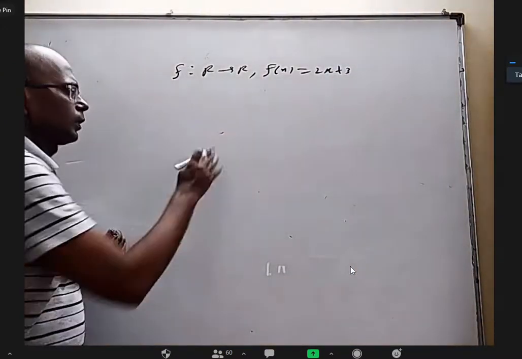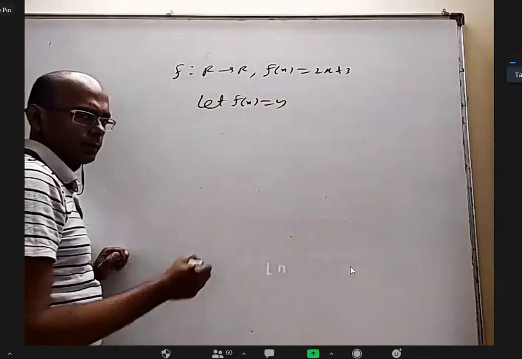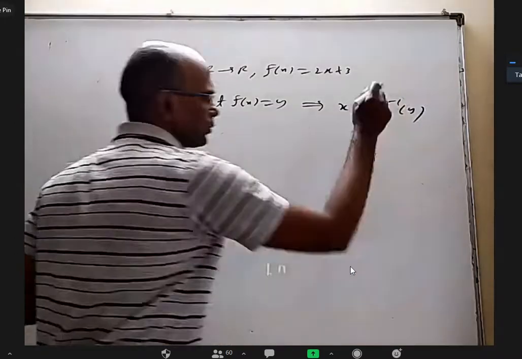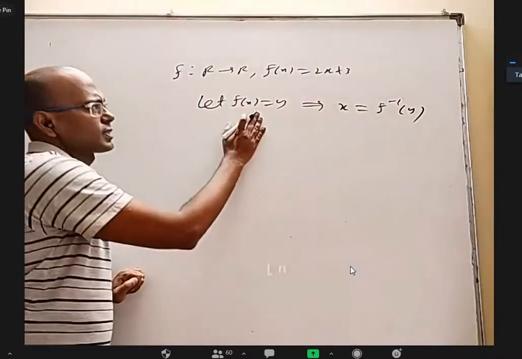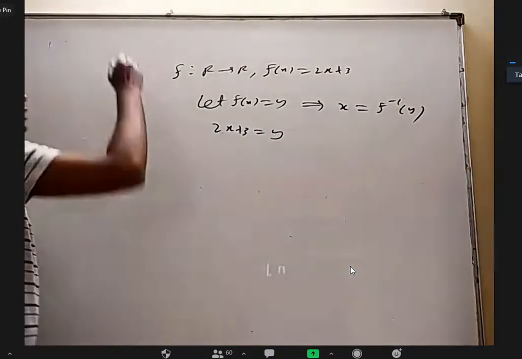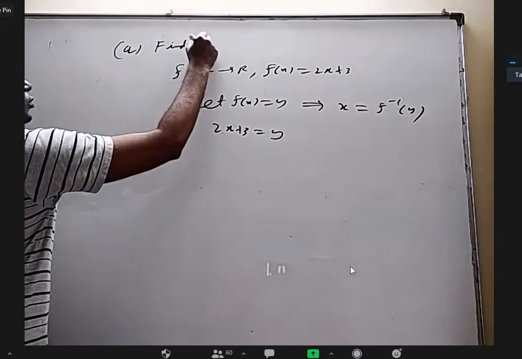Very simple. Let f of x be equal to y. Then the very definition says x is equal to f inverse of y. We'll use that later. Let us use this. f of x equal to y means 2x plus 3 equals y. Anyone, write the question: find the inverse function.